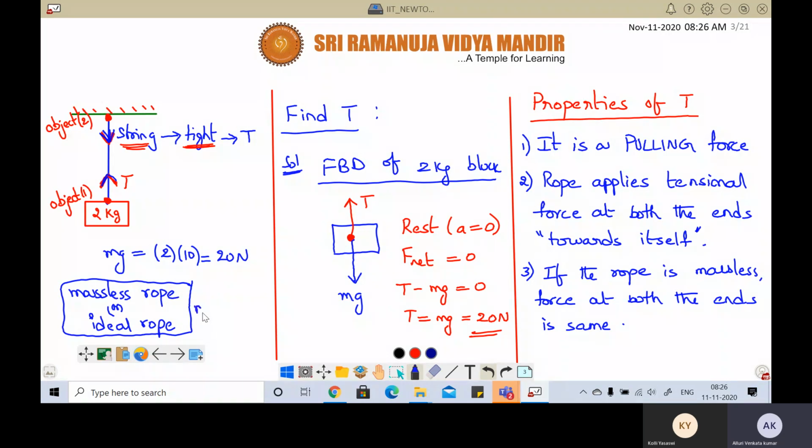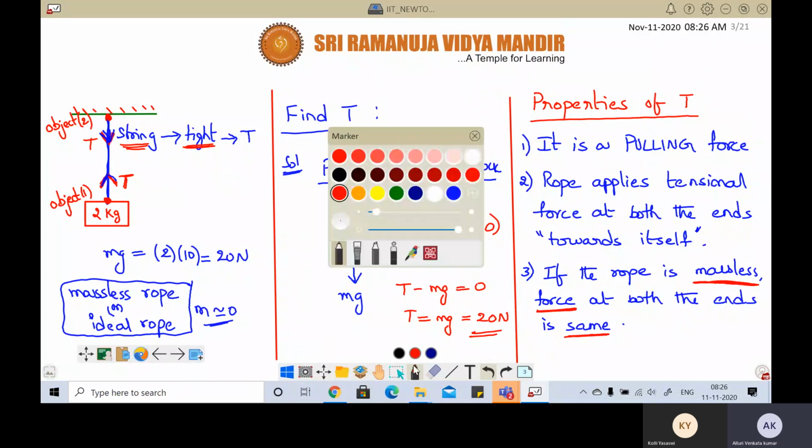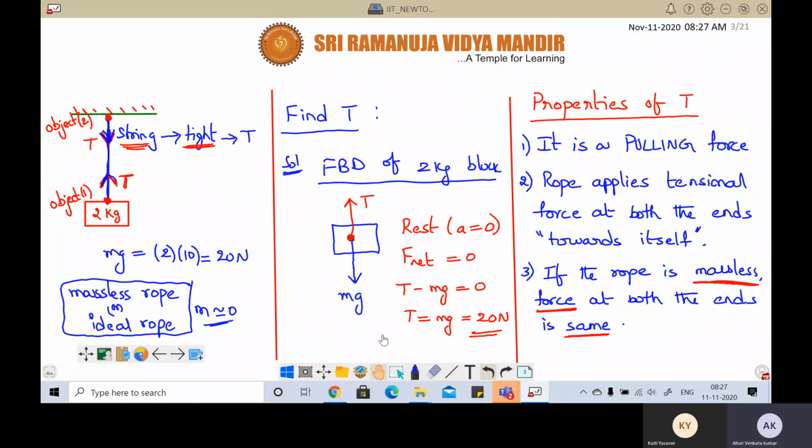So if this rope is massless, then tension will be the same throughout the string. That means if tension at this end is T, then at this end also it will be T. Therefore, since this rope is massless, the force at both ends is the same. Very important.